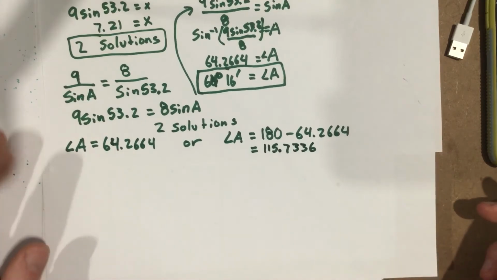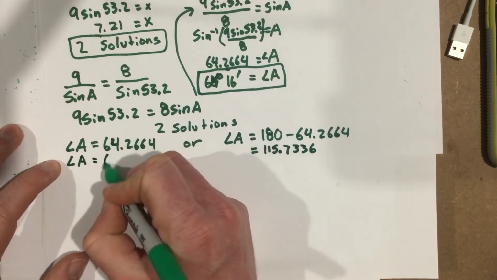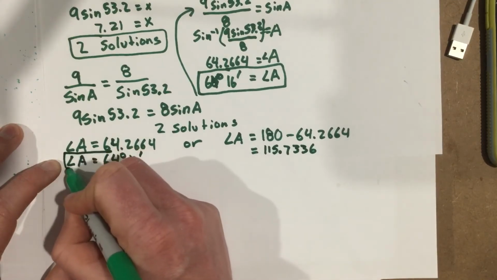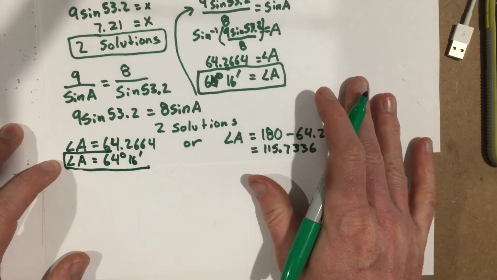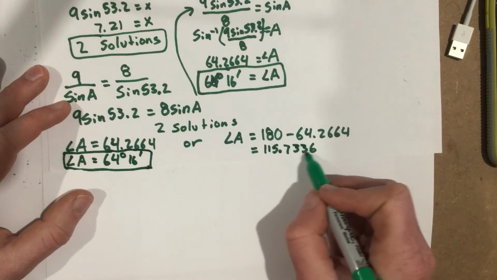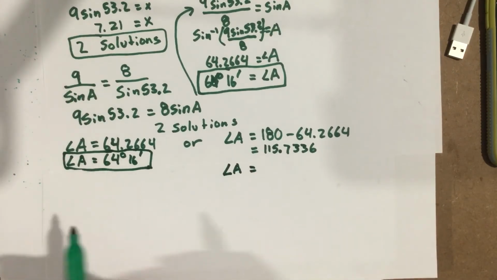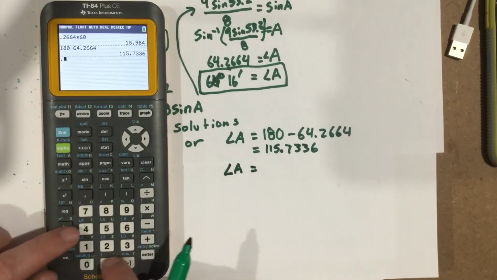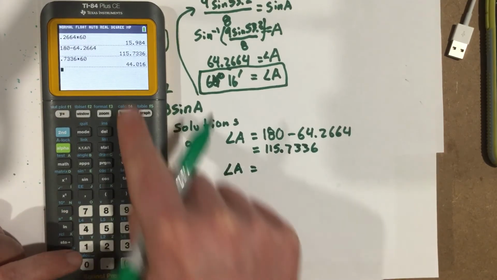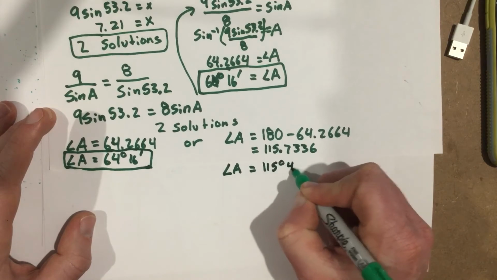$115.7336. Now remember, we want these in minutes, so our answer here for angle A is actually 64 degrees, 16 minutes. That's what we're going to plug in. And our other possible answer is going to be, in the calculator, you take 0.7336 and multiply it by 60. It tells you 44 minutes, so this is 115 degrees, 44 minutes.